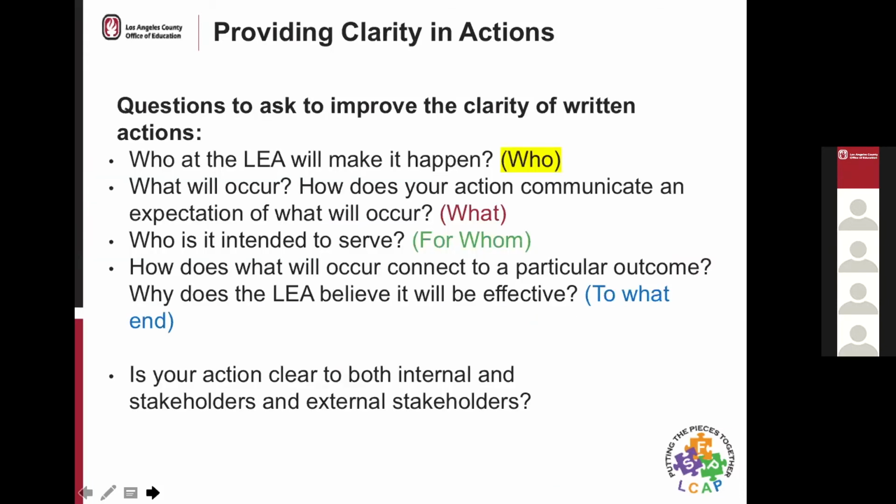So when writing actions, or when you're going through your LCAP draft and continuing to make improvements along the way, keep these guiding questions by your side. Who is doing what, for whom, and to what end? To break those simple statements out a little further, we have created this bulleted list of questions. For who: who at your LEA will make that action happen? Is it the administrator in charge of a specific department? Is it a specific group of staff by job responsibility? We should be able to see who is responsible for this action.